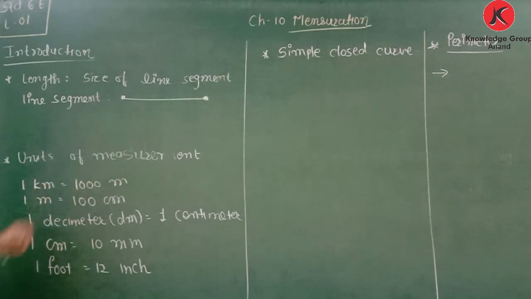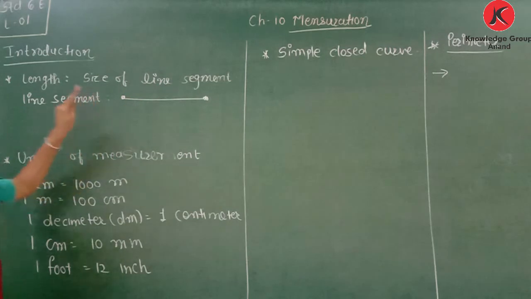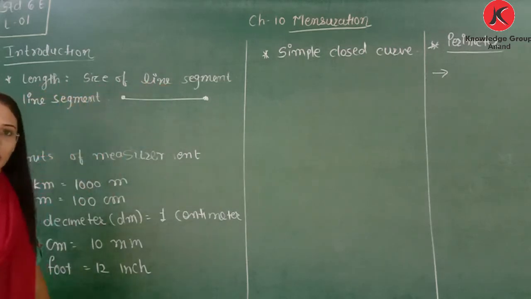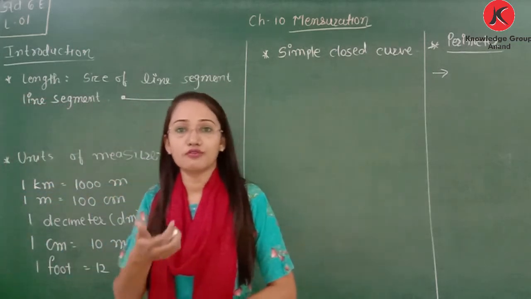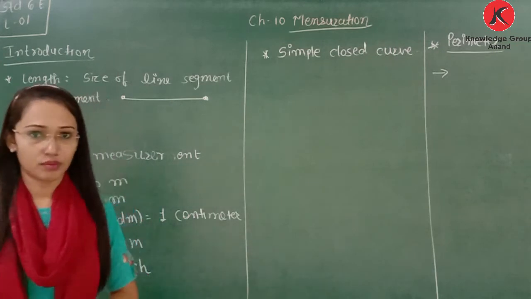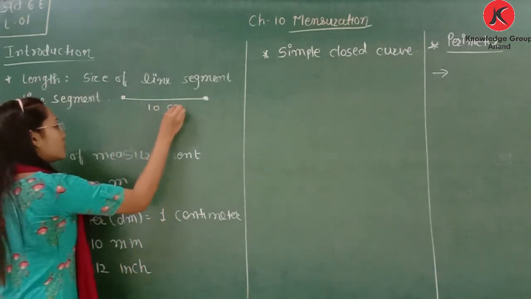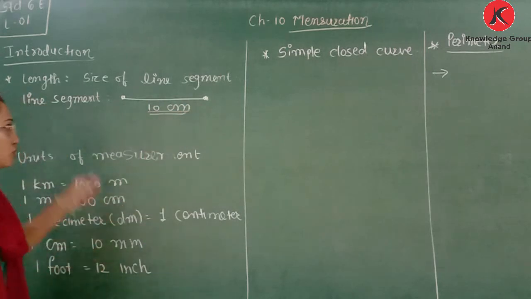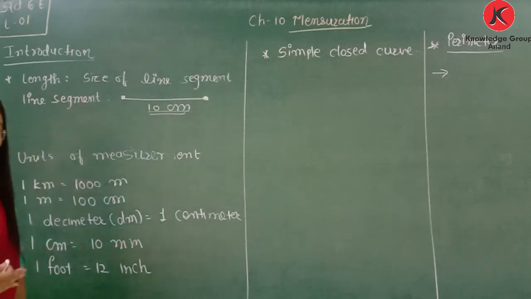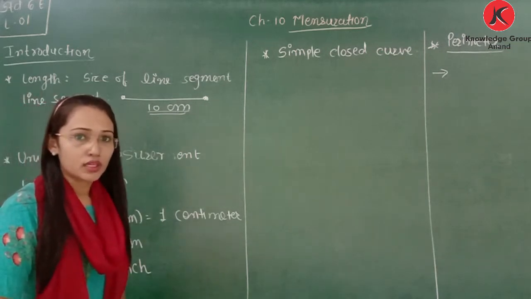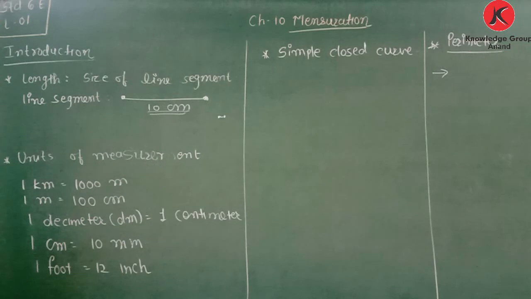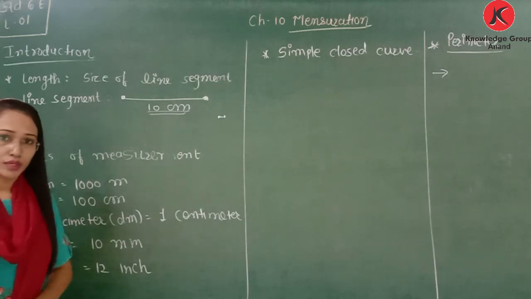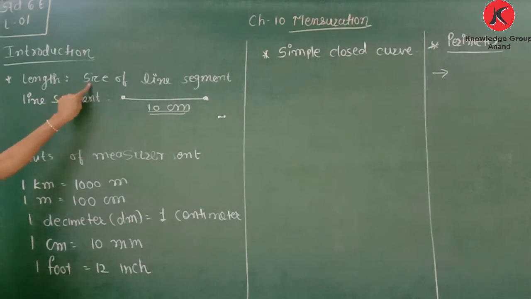So measurement is the size of the line segment. What is the length? It is the size of the line segment. For example, if I tell you to draw a line segment of 5 centimeter, it means 5 centimeter will be the length of the line segment. If we draw 10 centimeter, this 10 centimeter will be the length of this line segment. Again, it can be in meters or kilometers. If we measure the length of a road, it can be in kilometers. If we measure a small line segment, then it can be in centimeters or millimeters. So length means the size of the line segment.